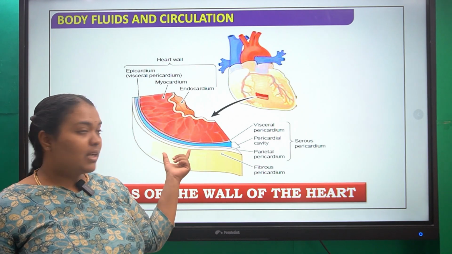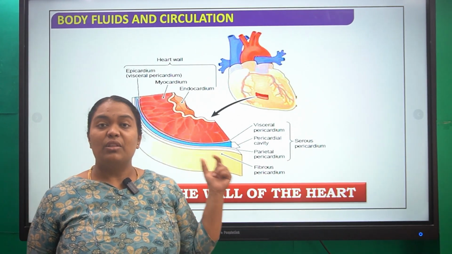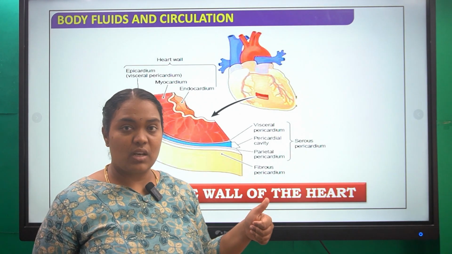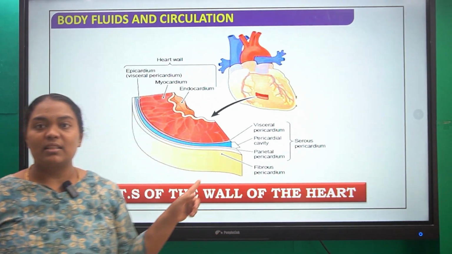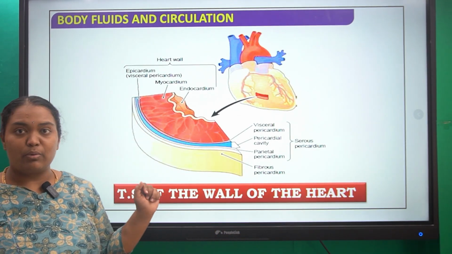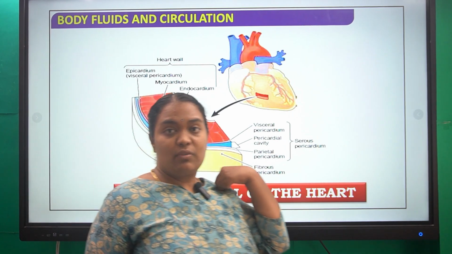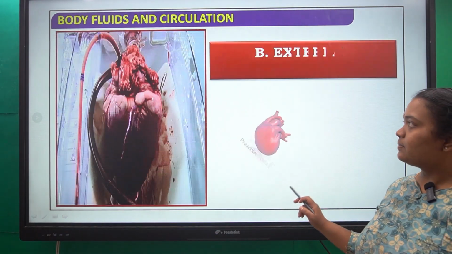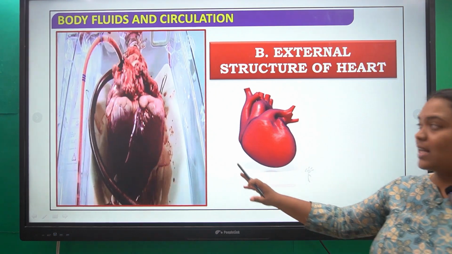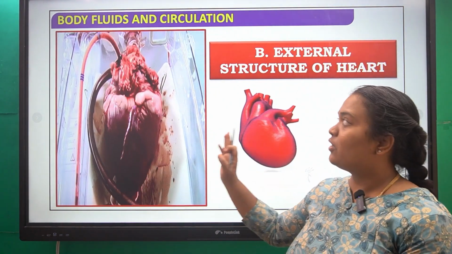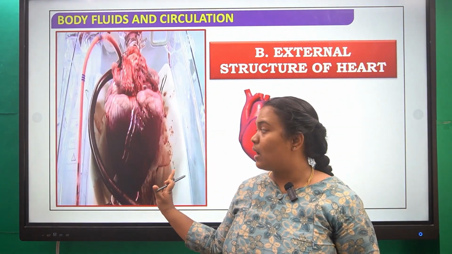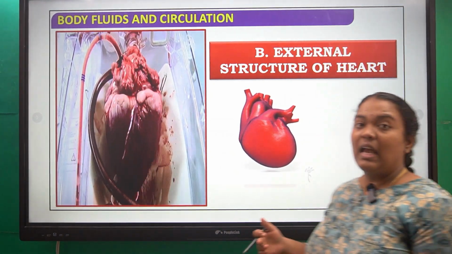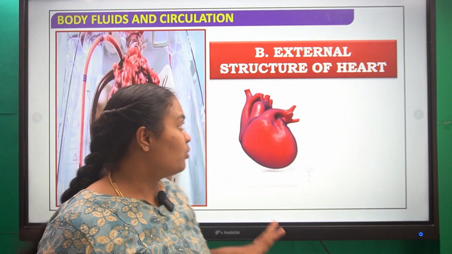Then you have the middle muscular layer, which has the main function of the contractions and relaxations of the heart. Then the innermost layer is endocardium, which is again made up of a single layer of endothelial cells. So for transplantation, if you are taking the heart out, this is how it appears. You can see this is the structure of the heart when you are seeing it externally without cutting it into pieces.